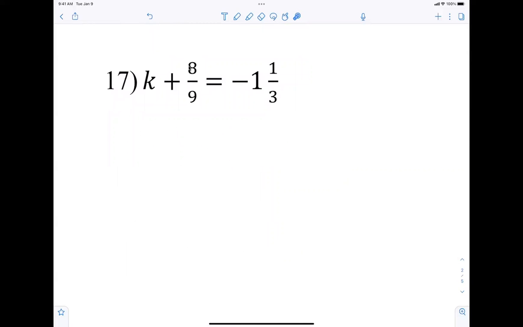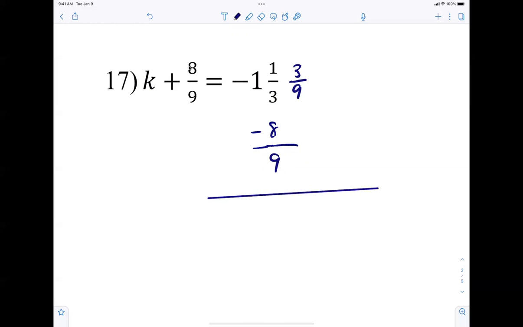Now, Oliver, you're on 17. What am I doing? You're subtracting, so in parentheses, negative 8/9. I'm subtracting 8 ninths. Then you need to turn, how do we do this? You turn this number into an improper fraction. I want a common denominator. So negative 1 3/9. Yes, 1/3 becomes 3 ninths. Now, are you adding or subtracting these fractions? Adding. So what do I get?